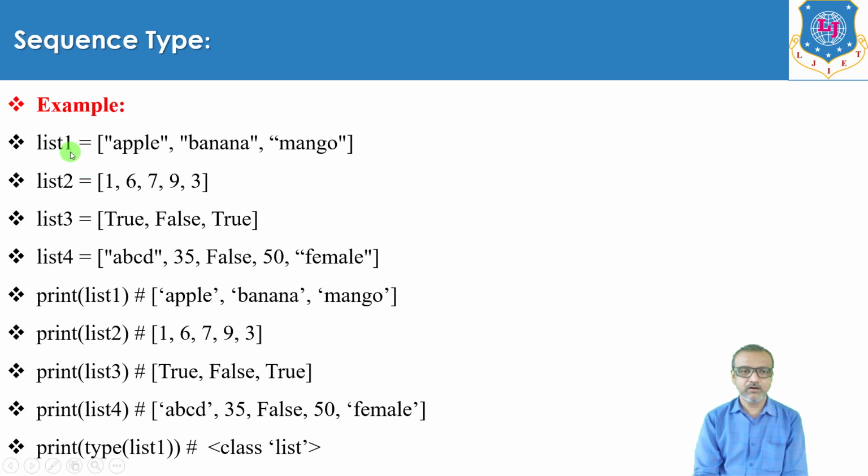But in all these cases, what is the type of these variables, that is list 1, list 2, list 3, list 4? That is nothing but the class list. So if we write down print type of list 1, it will give us the output as class list. Similarly, for list 2, list 3 and list 4, we will have the same output, that is class list.